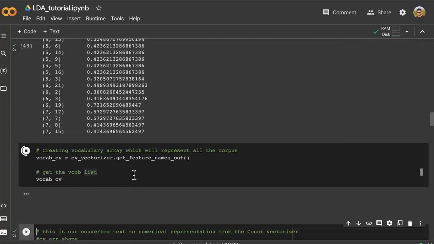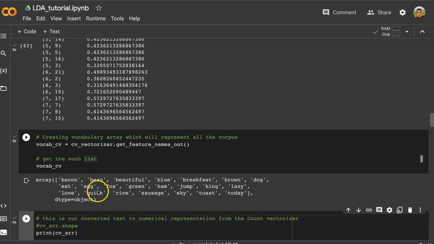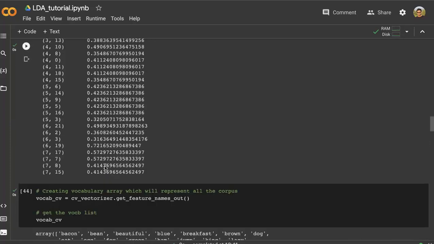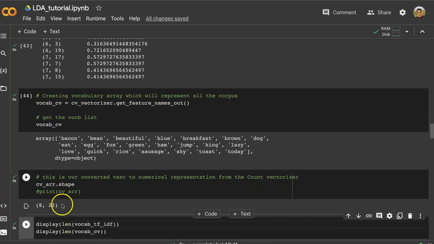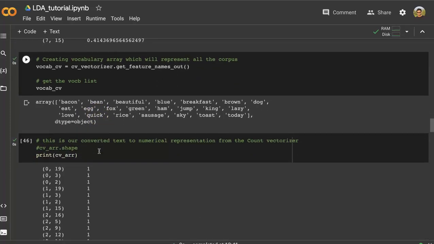Also, if you think, okay, instead of TF-IDF, I will go with the CV vectorizer, you can also do this. CV vectorizer is also the same. It will also represent each of your sentences with 22 value vectors. If you want to print it, you can print the values. So again, each of these documents will be represented by a 22 size vector.